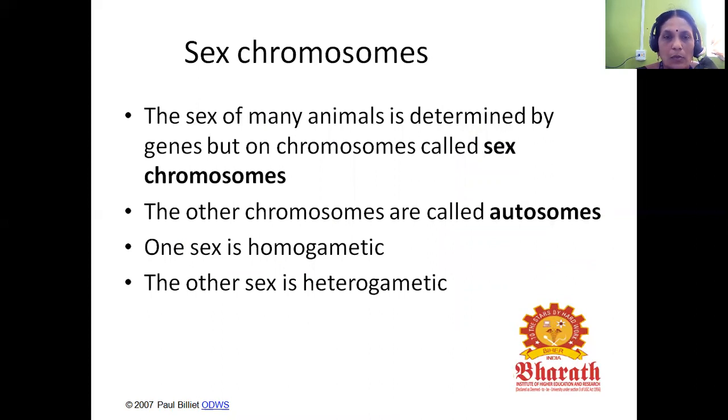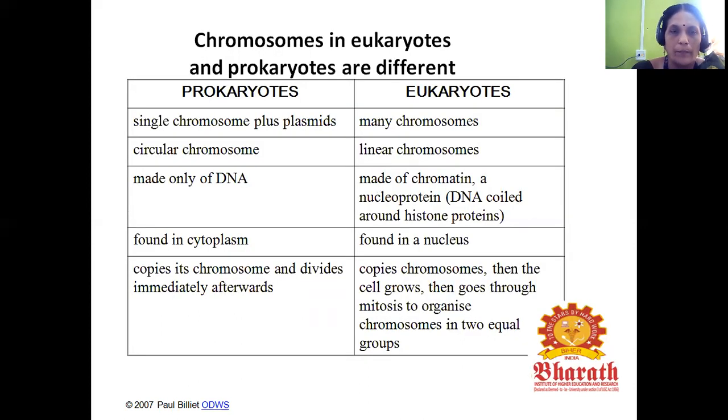Next, let's learn about the sex chromosomes. The sex of many animals is determined by genes on chromosomes called sex chromosomes. The other chromosomes are called autosomes. One sex is a homogamete, and the other sex is a heterogamete.